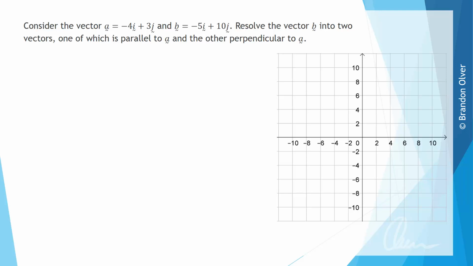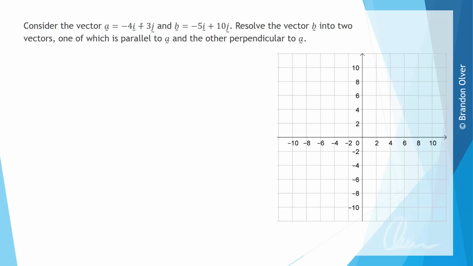Consider the vector A, which is equal to minus 4i plus 3j, and vector B, which is equal to negative 5i plus 10j. We are asked to resolve the vector B into two vectors, one of which is parallel to A and the other perpendicular to A.